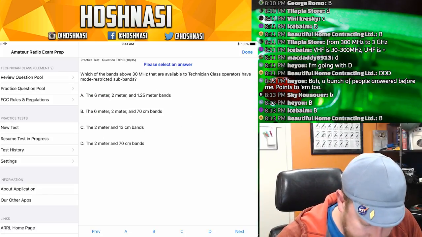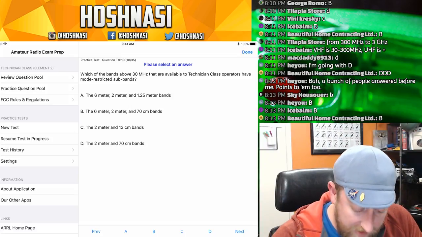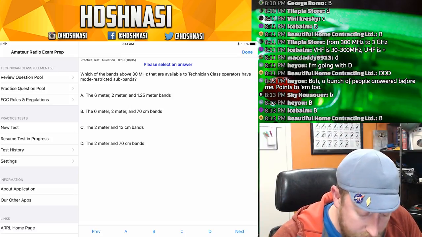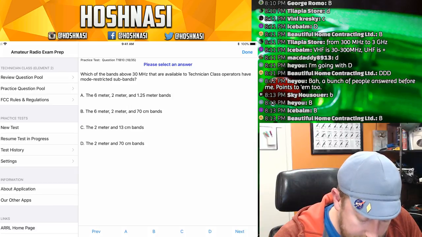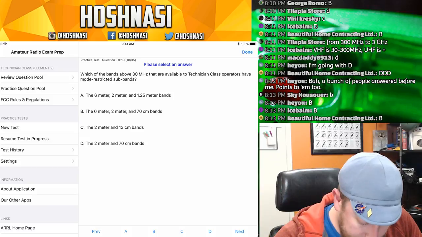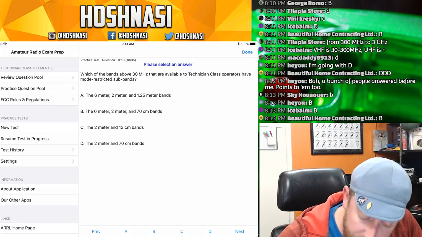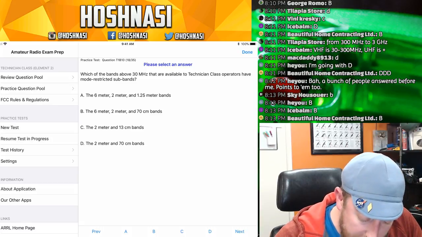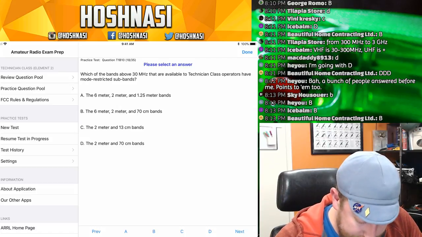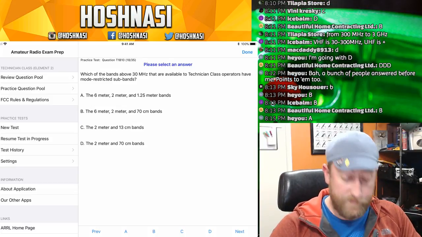Okay, next question. Which of the following bands above 30 megahertz that are available to technician class operators have mode-restricted subbands? Mode-restricted subbands. Which of the bands above 30 megahertz are available to technician class operators have mode-restricted subbands. Well, 2 meters is on all of this, which I didn't think was the case.